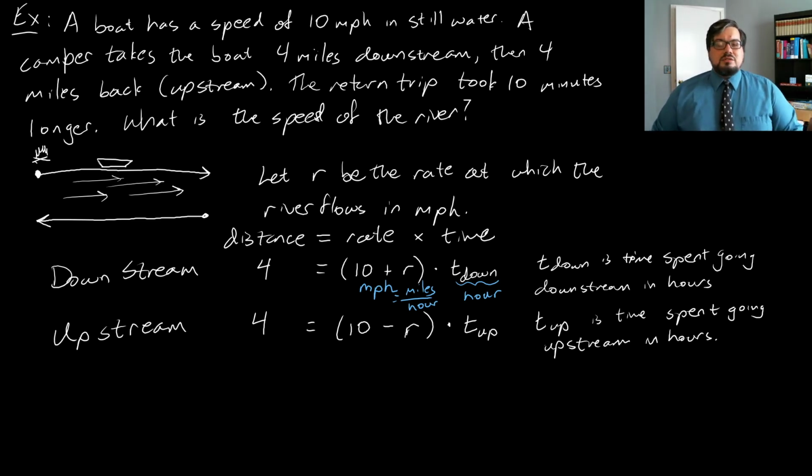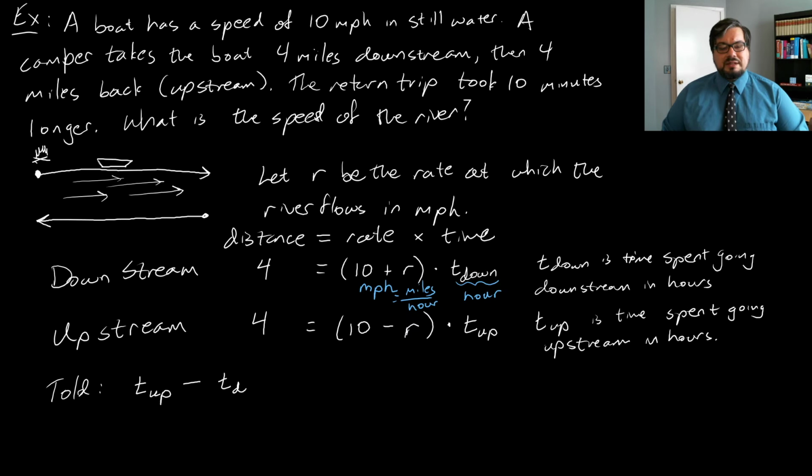Now, let's look back at the problem and see what else we're told. What piece of information haven't we used yet? We haven't used the fact that the return trip took 10 minutes longer than the trip down. So we're also told something about the difference between these two times. We're told that the time spent going upstream was larger than the time spent going downstream. Well, we could have figured that out already because the boat's moving faster going downstream, but we're told specifically what the difference is.